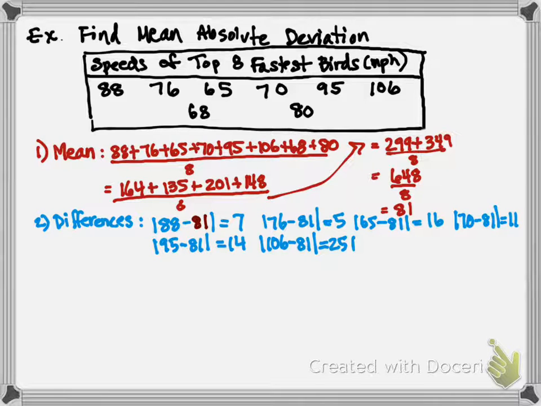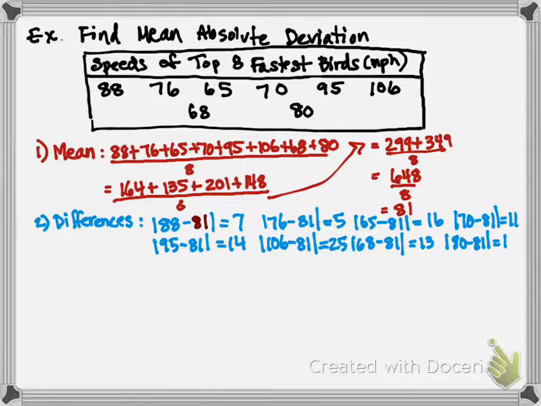And then we're going to have 68, take away 81, and that's going to give me a -13, but the absolute value is going to be +13. And then we're going to have 80, take away 81, which is -1, but the absolute value is +1. So there's all of our differences.